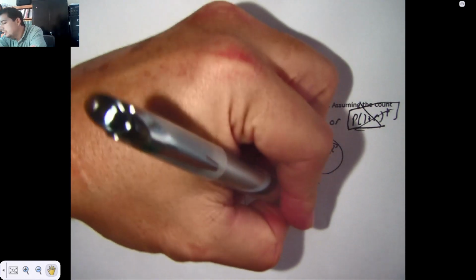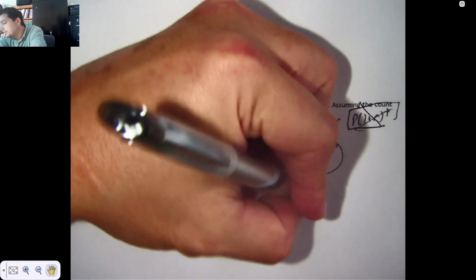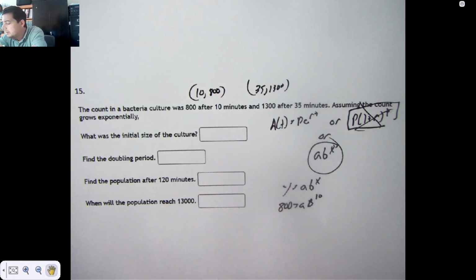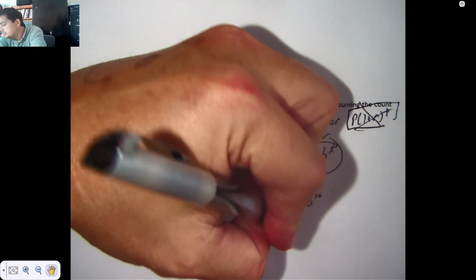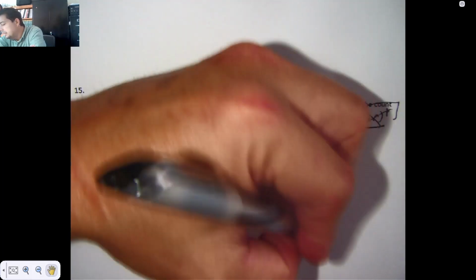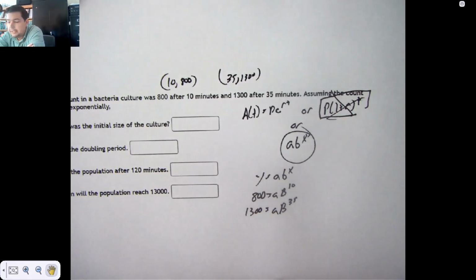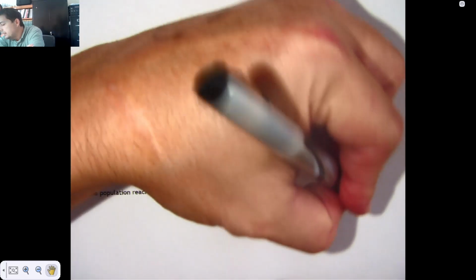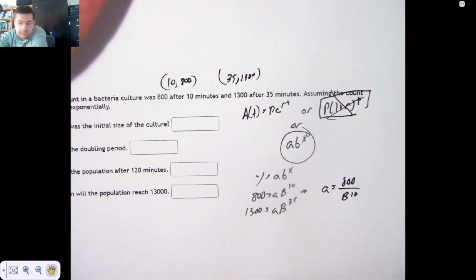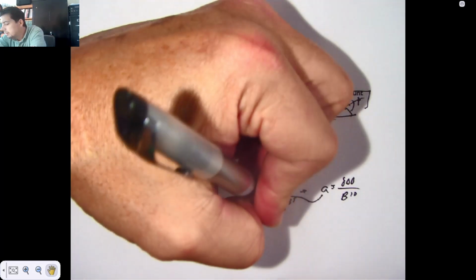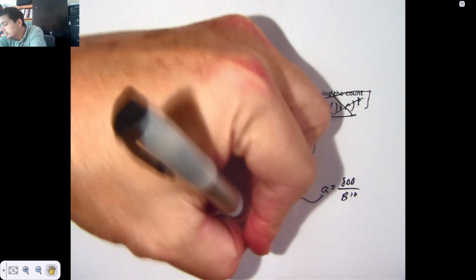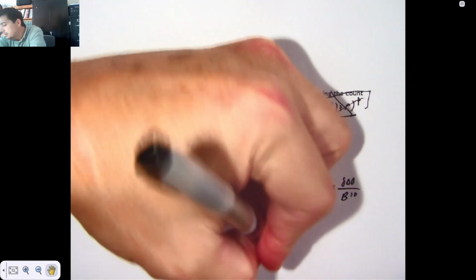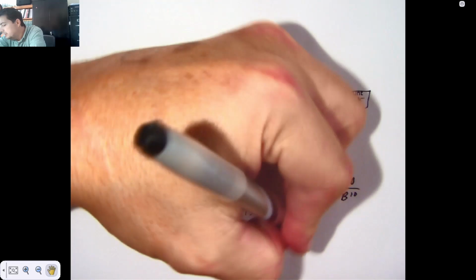800 is a times b to the 10th. I'm going to make that uppercase B. And the other one is 1300 equals a times b to the 35th. Then you just solve one of them for a. Take the first one and solve it for a: a is 800 over b to the 10th. That's cool because everywhere you see an a, you can plug it in. So 1300 equals 800 over b to the 10th times b to the 35th.